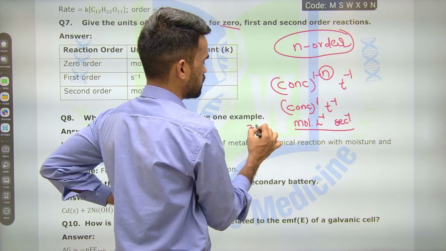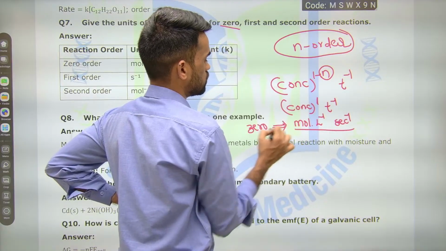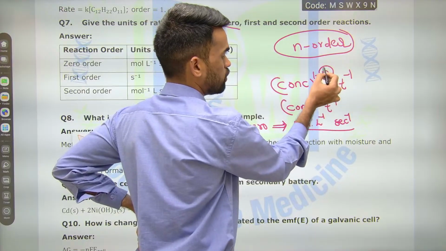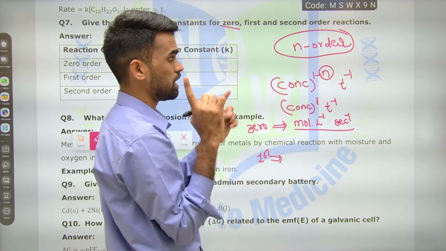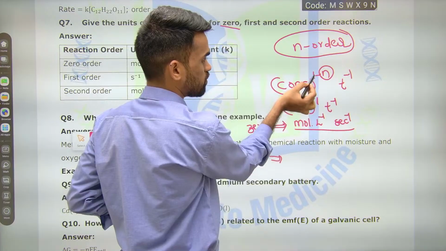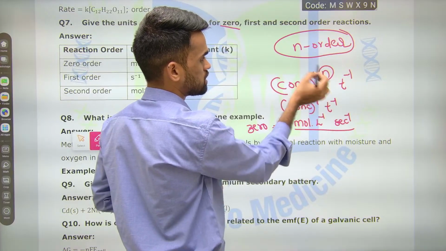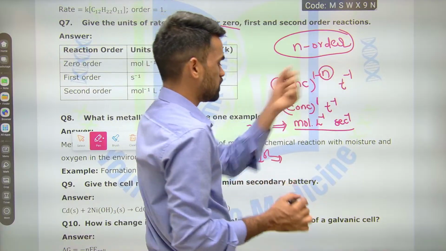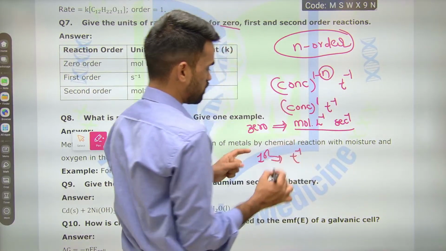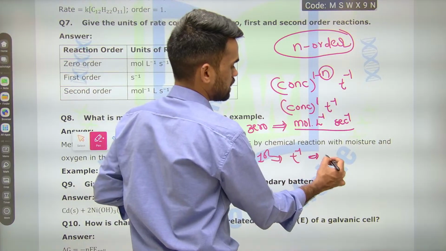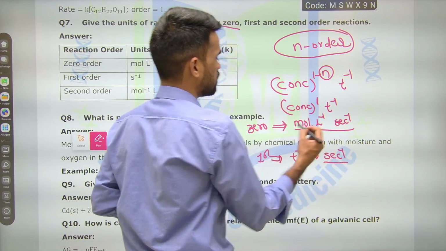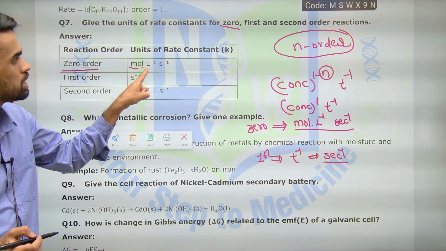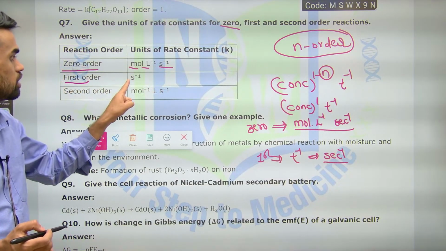Similarly, for first order reaction, the n value should be 1. So concentration to the power 1 minus 1 is 0. Something to the power 0 is what? 1. Then this term becomes 1, so time inverse only is the unit we are going to have for first order. Let us say time is in seconds, so second inverse is the unit for first order reaction. For zero order, mole liter inverse second inverse; for first order, just second inverse.